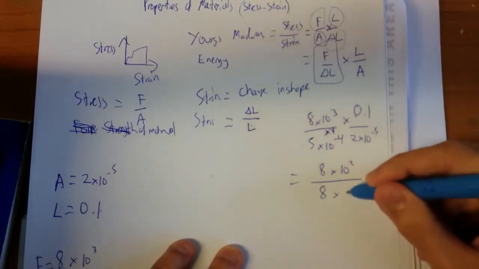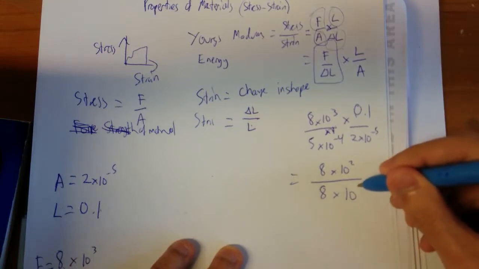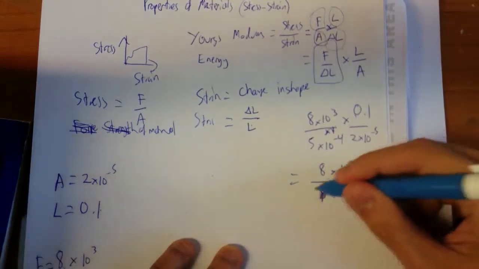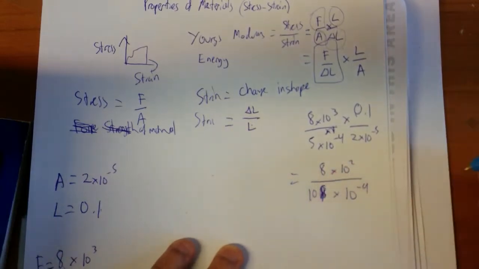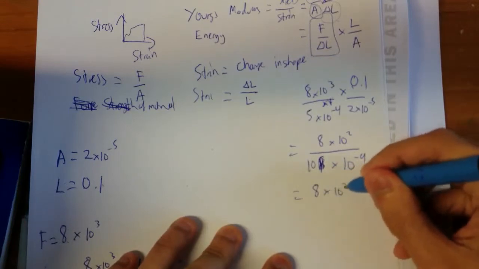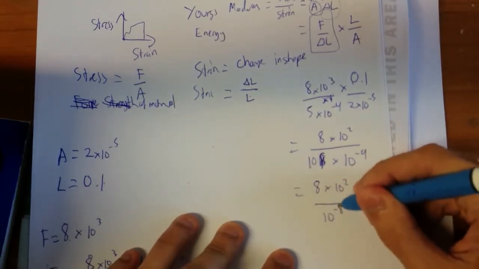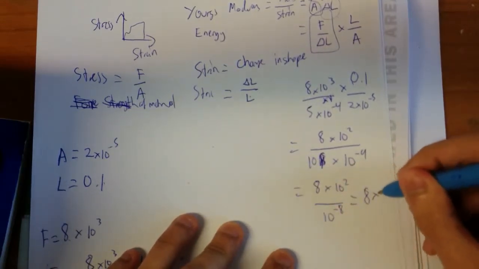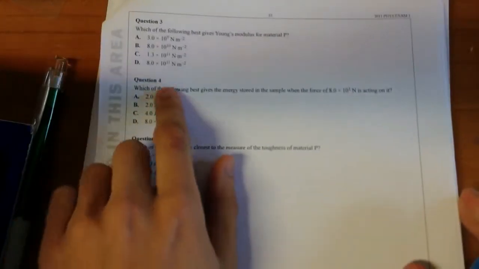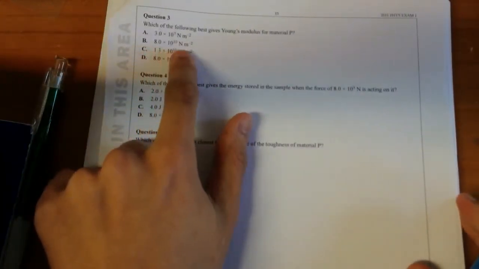So I did the top. 8 times 10 to the negative 9, and then you multiply it by 10. So it just becomes 8 times 10 squared on 10 to the negative 8. You don't need to do these, but we just don't like calculators. I don't know how to use calculators. So our Young's modulus should be 8 times 10 to the 10.